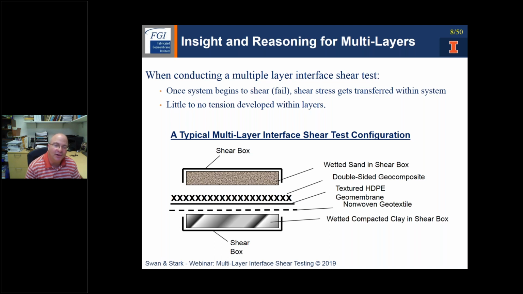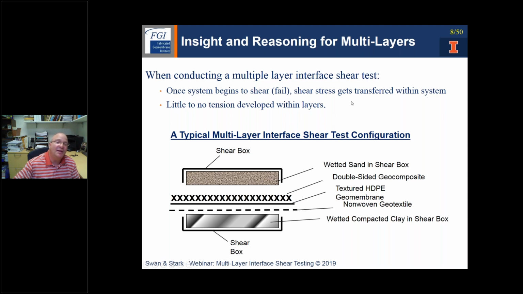So what happens now, if you look at the diagram, in this diagram I have a multi-layer setup from top to bottom that involves a sand. In this case, it's a wetted sand. I then have a double-sided geocomposite in contact with a textured HDPE geomembrane, and that is overlying a non-woven geotextile, which is then in contact with wetted compacted clay in the lower shear box. So I have 6 components in this system, and you'll see that we'll have a number of specific interfaces all being tested at the same time.